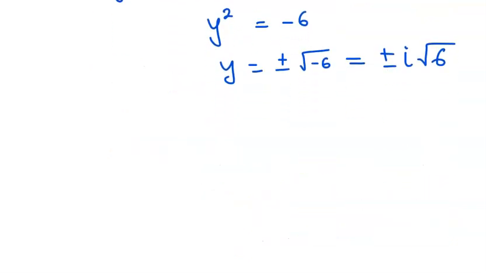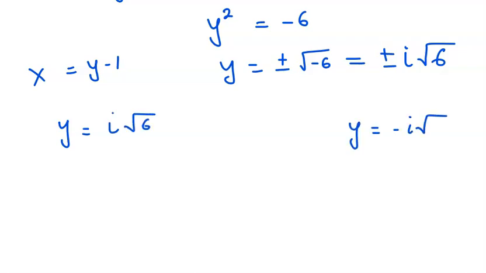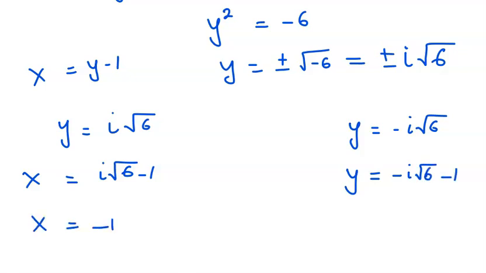Let us solve for x. Remember, x is equal to y minus 1. So here, when y is equal to positive iota root of 6, and when y is equal to negative iota root of 6, x will be equal to y minus 1, which is iota root of 6 minus 1. So this is a solution. And here, x will be equal to negative iota root of 6 minus 1. So let us rewrite it as negative 1 plus iota root of 6. So this is our solution.